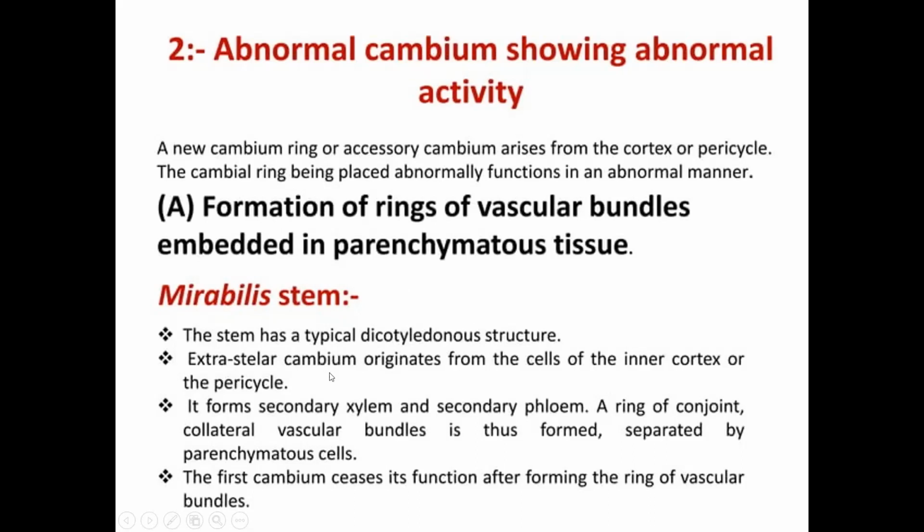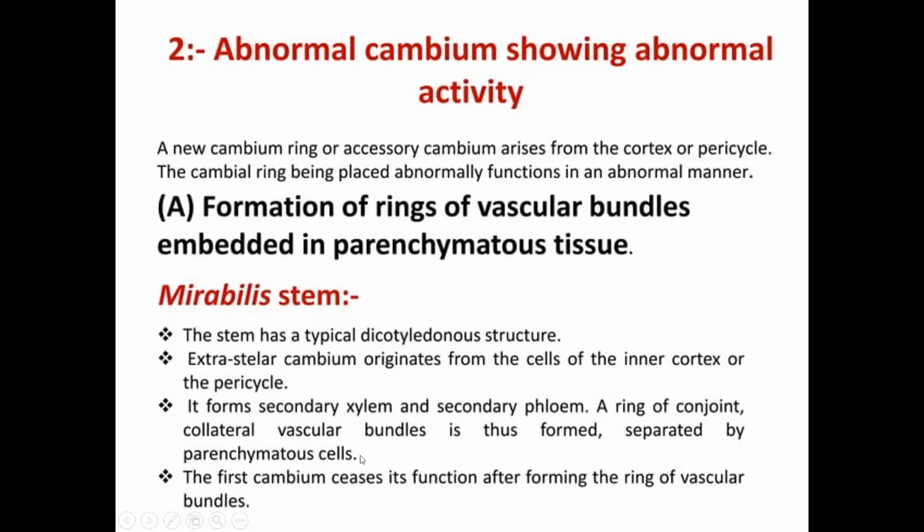So the extrastellar cambium originates from the cells of the inner cortex or from the pericycle region. So the cells present in the pericycle or inner cortex region give rise to the extrastellar cambium. It forms secondary xylem and secondary phloem. So a ring of conjoint collateral vascular bundles is formed and it is separated by parenchymatous cells.